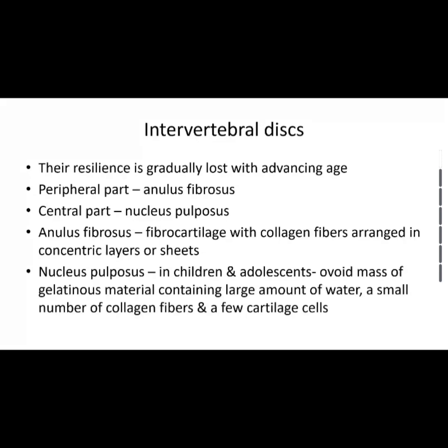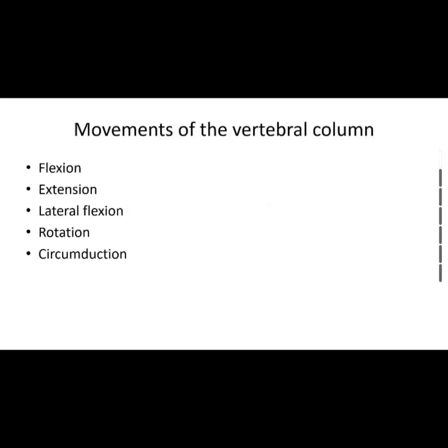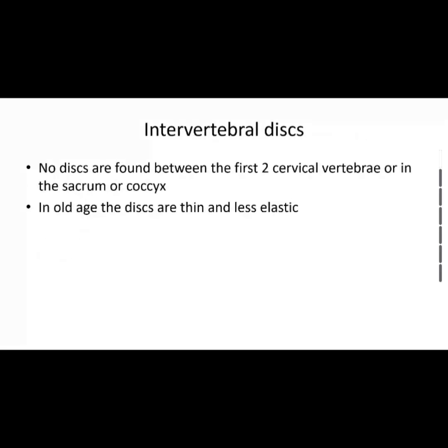There is no disc between the first two cervical vertebrae, nor in the sacrum or coccyx. Between the atlas and axis there is no intervertebral disc. But between the second and third and so on, there will be intervertebral discs in the cervical region. Then there are discs in the thoracic and lumbar regions. But in the sacrum and coccyx, the intervertebral discs are absent.